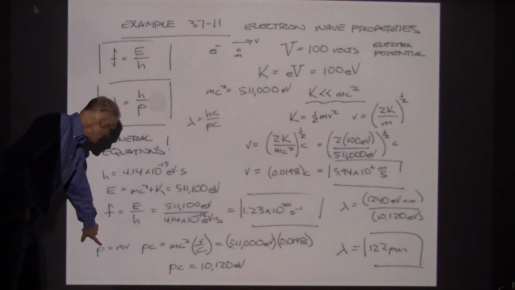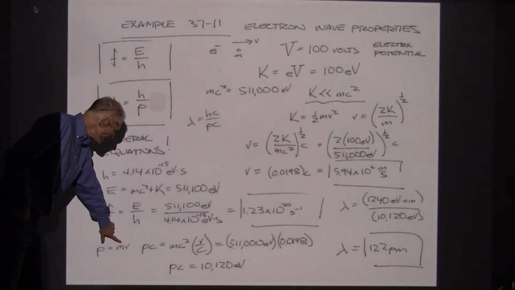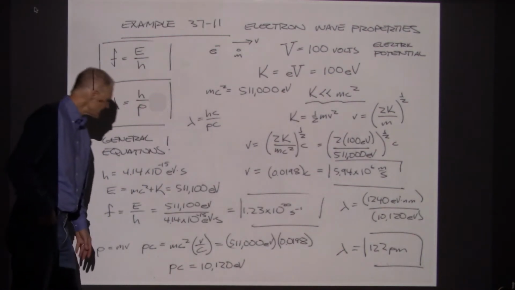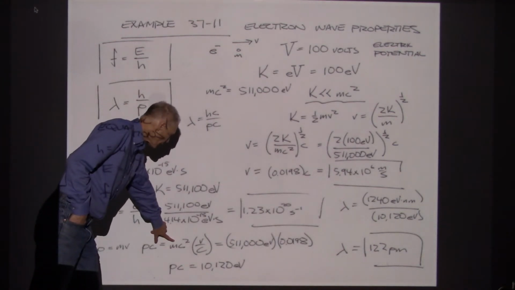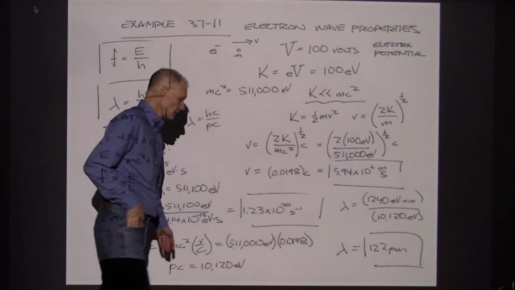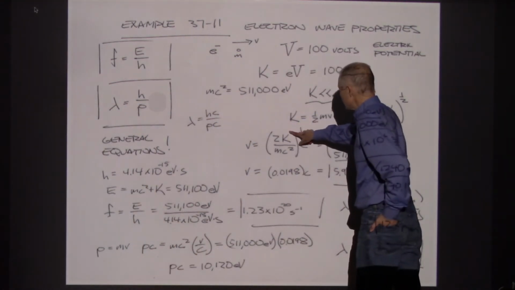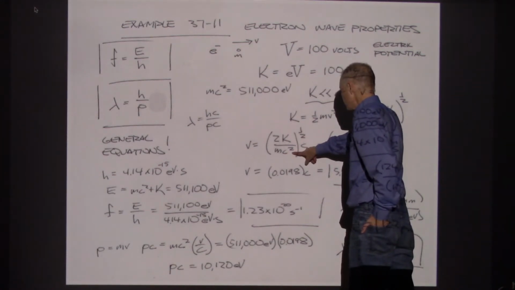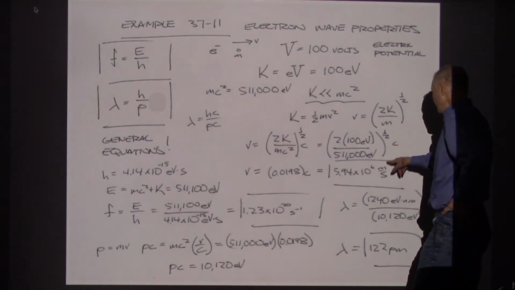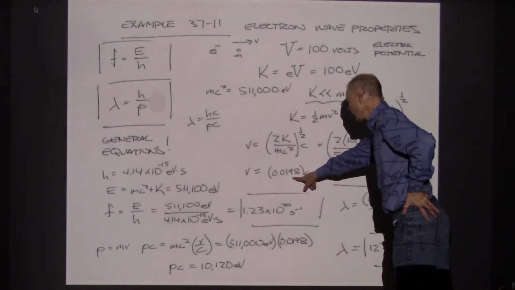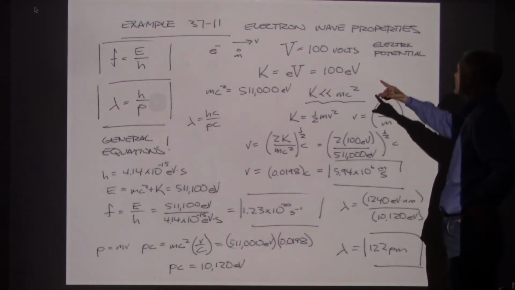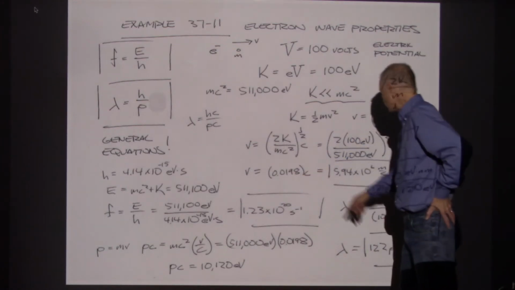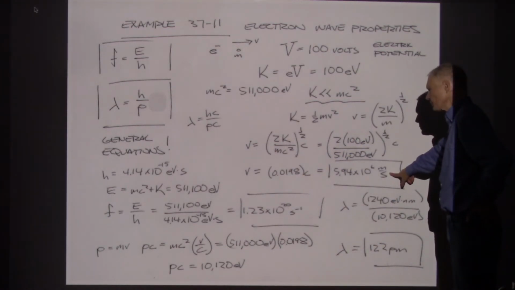Now let's move on and see about the momentum. That could be given as m times v. Adding some factors of c, we could write this as mc squared times v over c, and the velocity I'm getting from here. The v over c comes from the square root of 2 times the kinetic energy over mc squared. That gave us 0.0198 times the speed of light. So these electrons, even at 100 volts, are traveling at 2% of the speed of light, 5.94 × 10^6 meters per second.